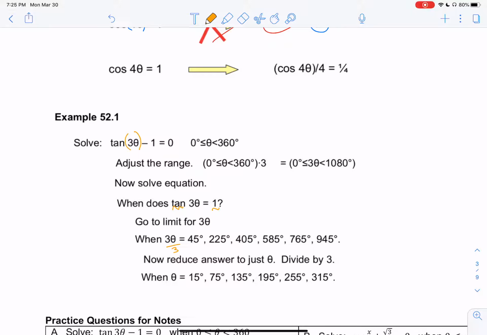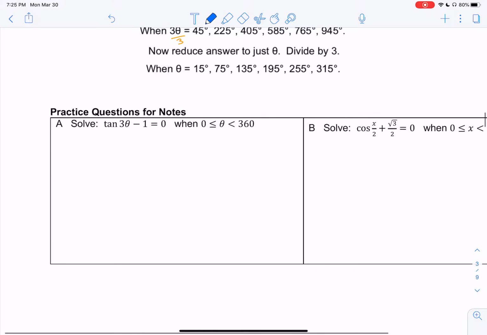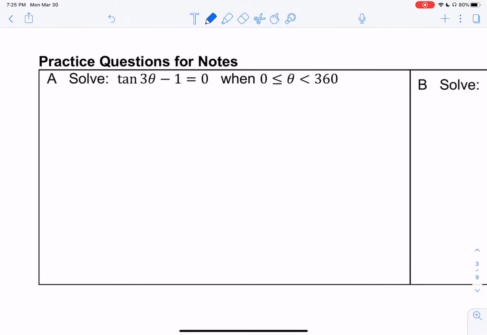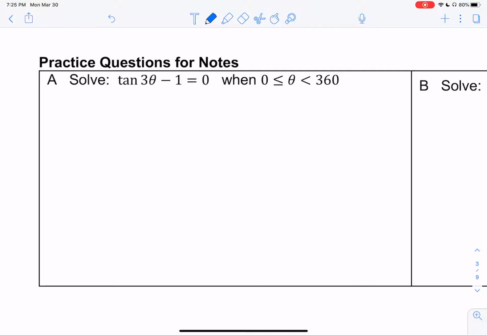All right, so that's just glancing at it. It's going to make a lot more sense when you try one for yourself. Okay, so let's go into some practice questions. The first one is that tangent 3 theta minus 1 equals 0. We were just talking briefly about that. So we're going to first add 1 to the other side. And that brings us to tan 3 theta equals 1.